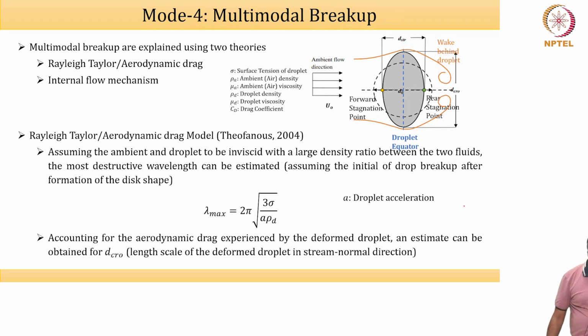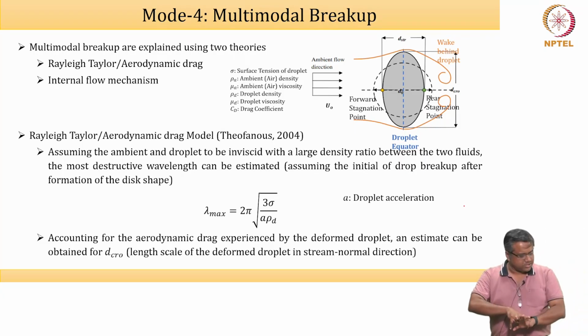This is the multimodal breakup. So this is an interesting mix once again. There are always two such theories attached with it. One is a Rayleigh-Taylor theory, right? And you have a Rayleigh-Taylor and then you have a Kelvin-Helmholtz sitting on the top of each other. So it goes like this.